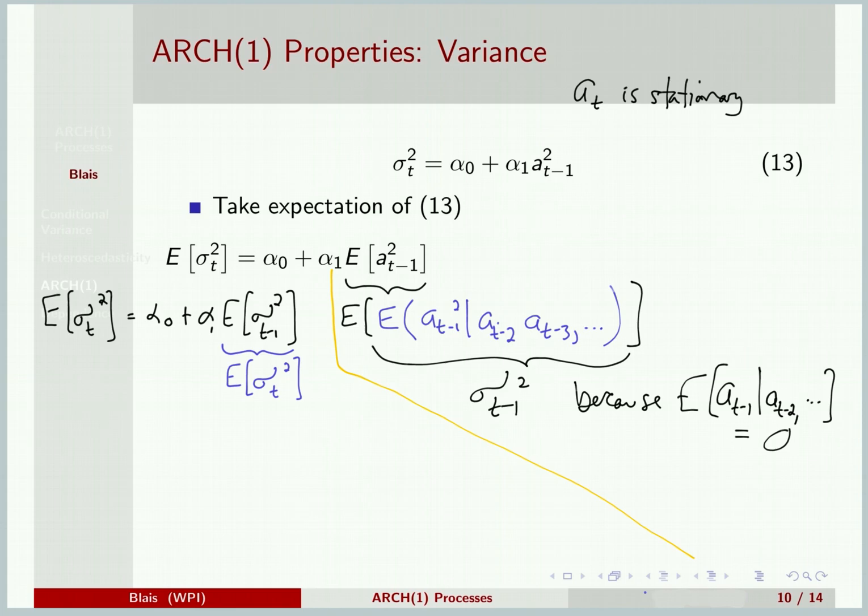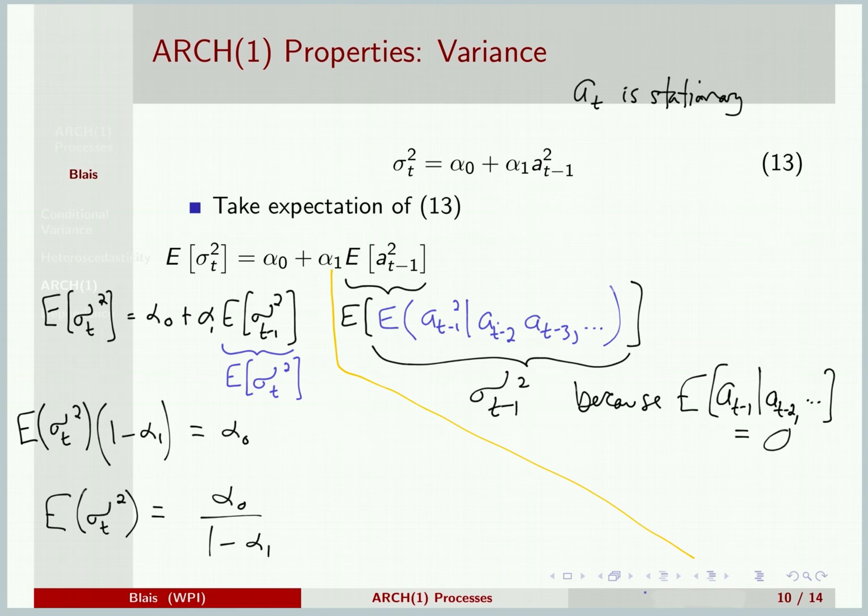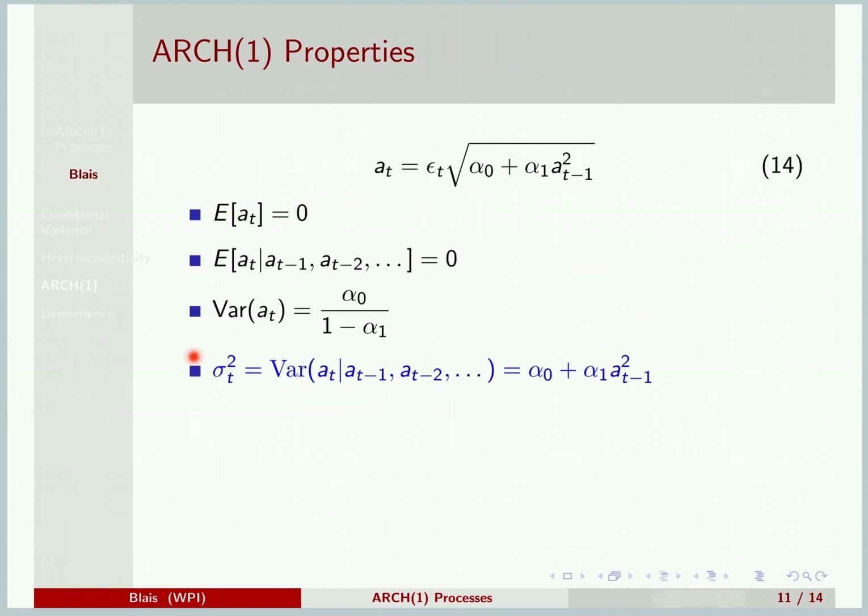So when we do that, we bring this term to the left-hand side of the equation, and we get the expectation of sigma_t squared times the quantity 1 minus alpha_1 is alpha_0, or the expectation of sigma_t squared is alpha_0 over 1 minus alpha_1, and the expectation of the conditional variance is the variance. So we have now an expression explicitly for the variance of our process. And so when we summarize here, we have everything for the first two unconditional and conditional moments.